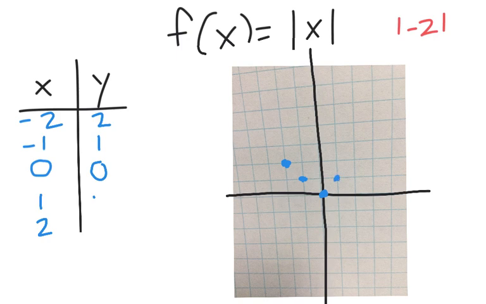What if I plugged in a 2? What's the absolute value of 2? Now, are these the only points that are on the graph? No. Remember, we picked these x's. We could pick any kind of x's we wanted to. What if I picked 3 or 4? What if I picked a half or a quarter or -1.5?